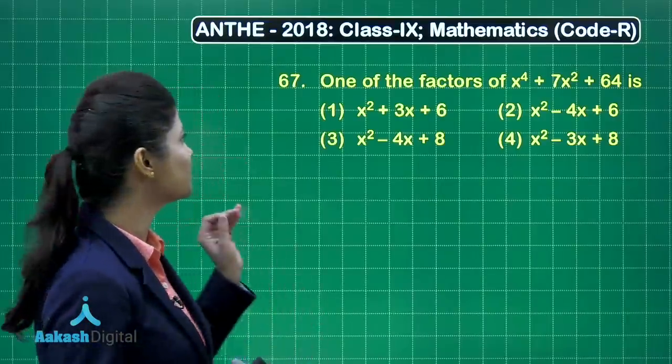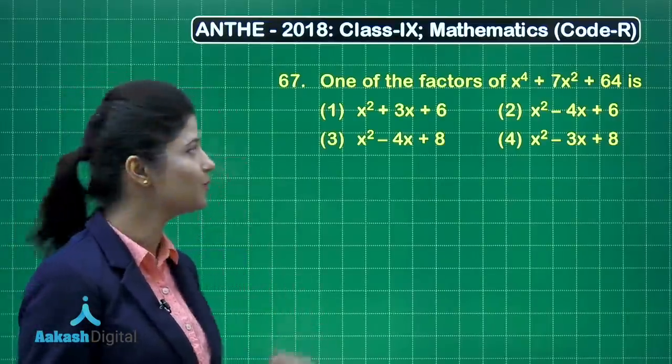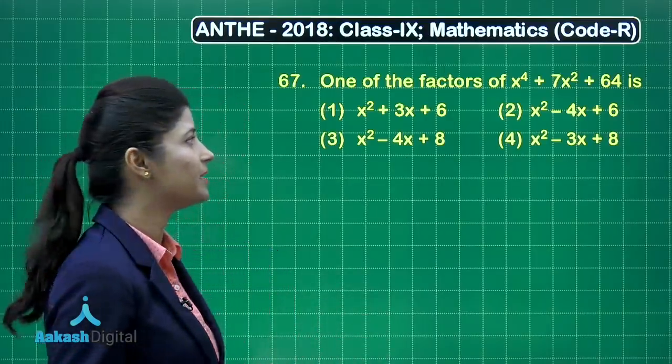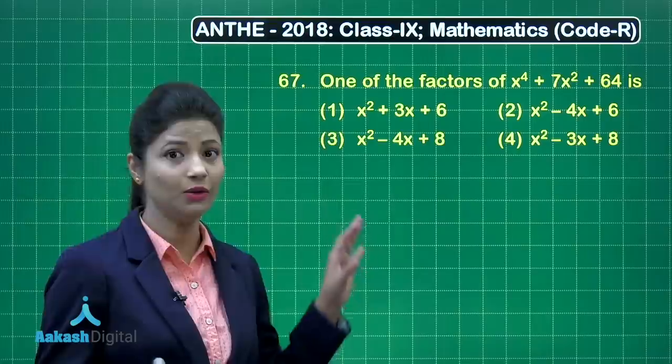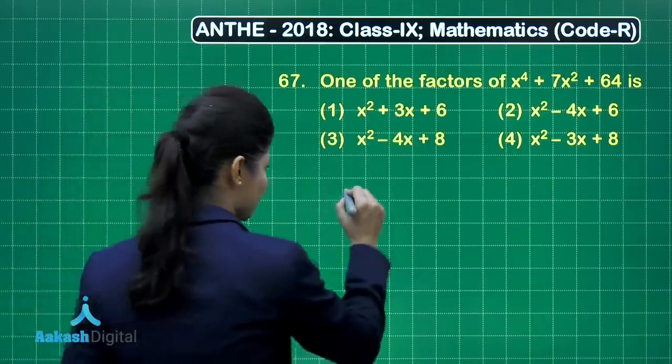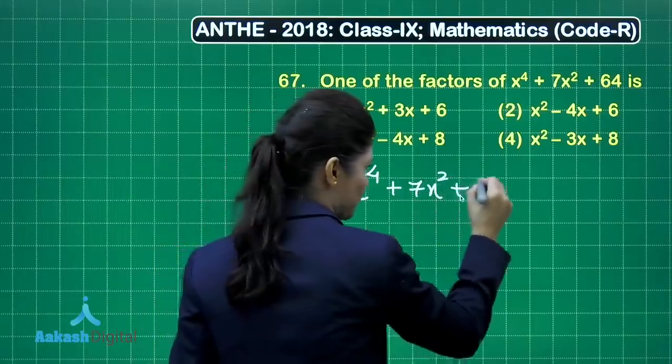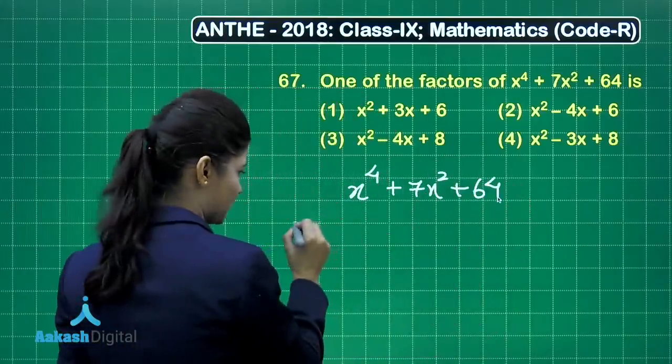Now let's discuss question number 67. It states that one of the factors of x raised to the power 4 plus 7x squared plus 64 is. So basically you have to factorize this given expression, which is x raised to the power 4 plus 7x squared plus 64, and you need to obtain its factors.